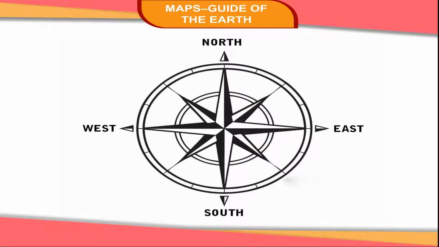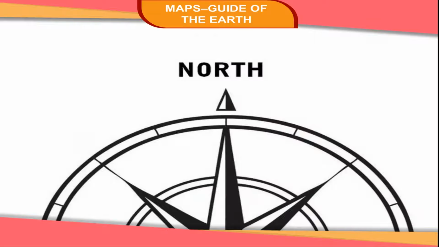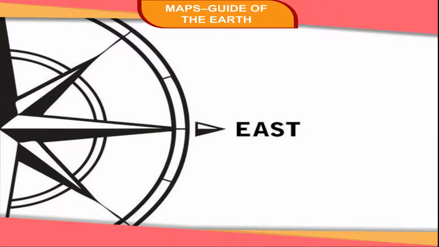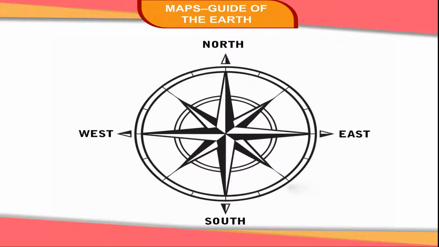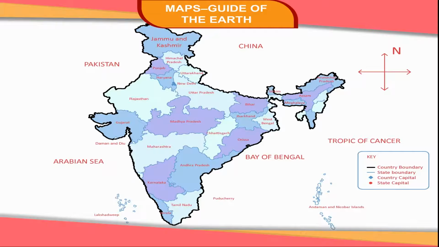Directions on a map. There are 4 main directions. They are north, south, east, and west. It is most essential to know all the directions on a map. Look at the map of India. The top of the map is the north. Opposite the north is the south. It corresponds to the bottom of the map.